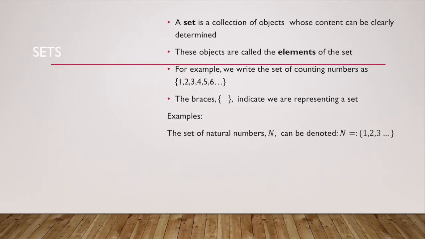So a set is a collection of objects whose contents can be clearly determined, and we call these objects the elements of the set. For example, we could write the set of counting numbers or natural numbers as 1, 2, 3, 4, 5, because they start with 1, and then the dots tell us that they go on and on forever. The braces, these symbols right here, indicate that we're representing a set. So the set of natural numbers N could be denoted N is equivalent to 1, 2, 3, and so on, meaning it goes on and on until it gets to infinity.